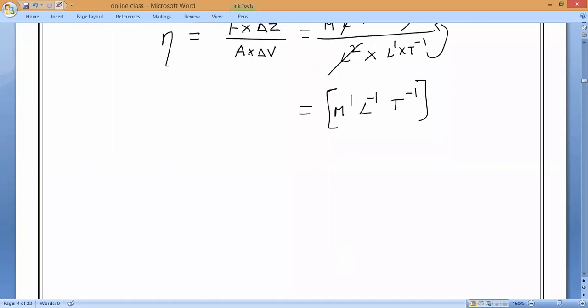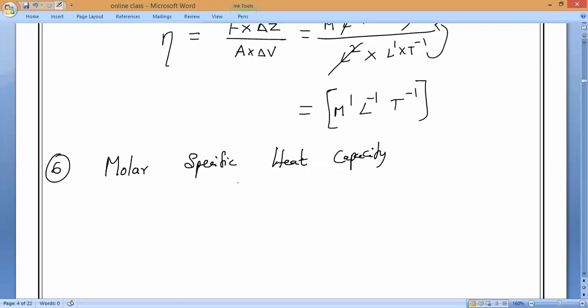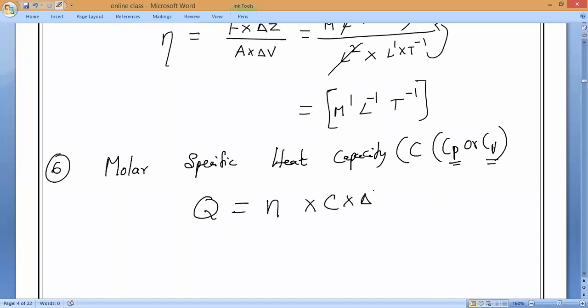Next, molar specific heat capacity. Last one. Of course, we can write so many, but I am just making you practice. Molar specific heat capacity is represented by C, or CP or CV, meaning at constant pressure or at constant volume. You will get it in future. CP means at constant pressure, V means volume is fixed, P means pressure is fixed. The formula is Q = n C delta T.